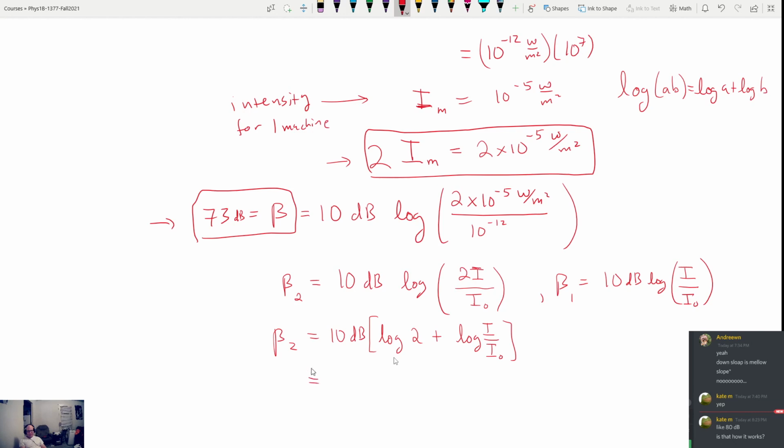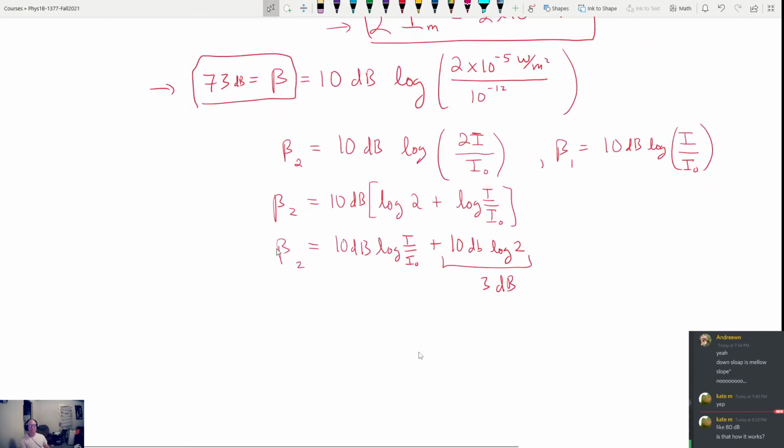And that means that beta 2 should be equal to 10 dB log of I over I naught plus 10 dB log 2. And this is 3, I think, right? So 10 log 2 is 3. So this thing is equal to 3 decibels. And that's why having a second machine gives us the relationship that beta 2 is equal to beta 1 plus 3 decibels, right?